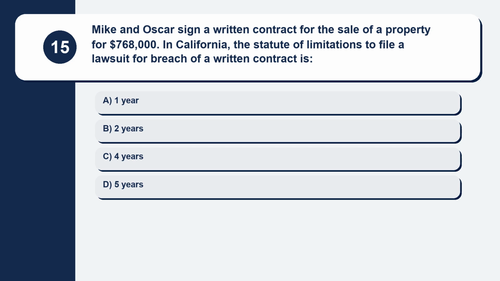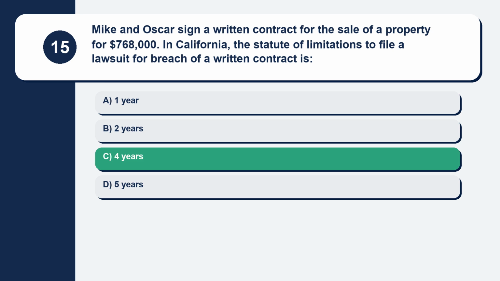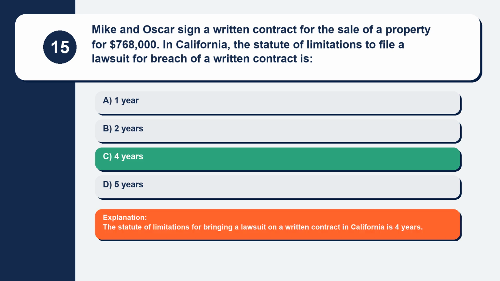Question 15. Mike and Oscar sign a written contract for the sale of a property for $768,000. In California, the statute of limitations to file a lawsuit for breach of a written contract is. Here are your options. Option A, 1 year. Option B, 2 years. Option C, 4 years. Option D, 5 years. The correct answer is option C, 4 years. Explanation: the statute of limitations for bringing a lawsuit on a written contract in California is 4 years.